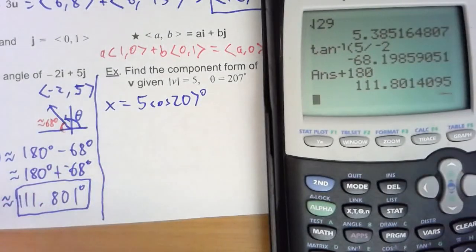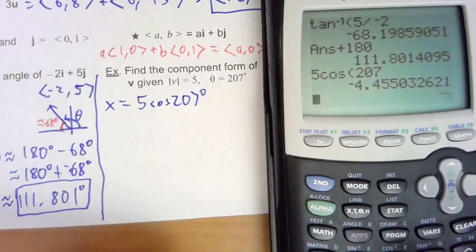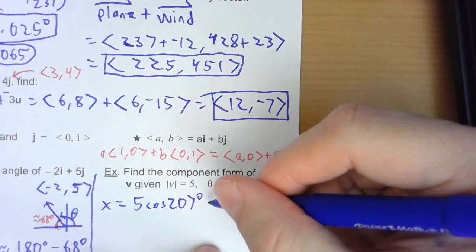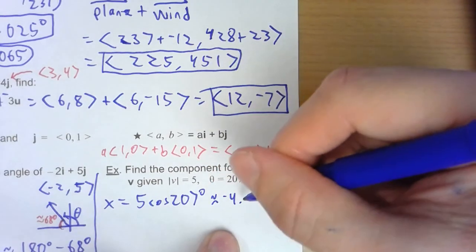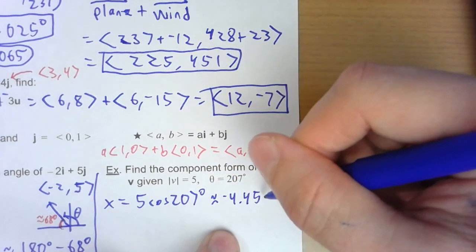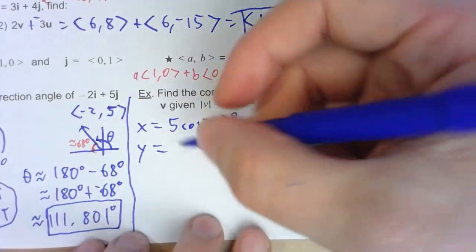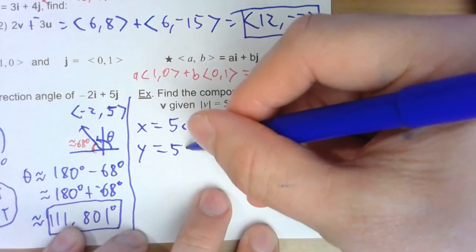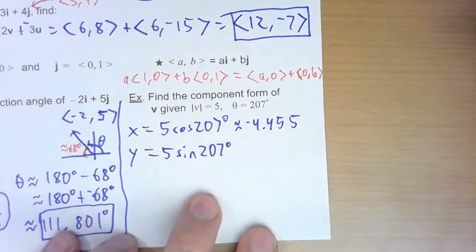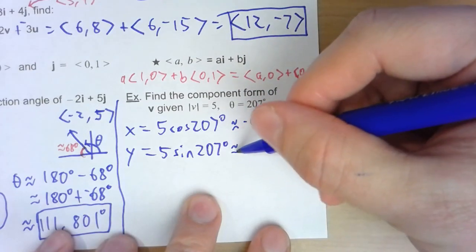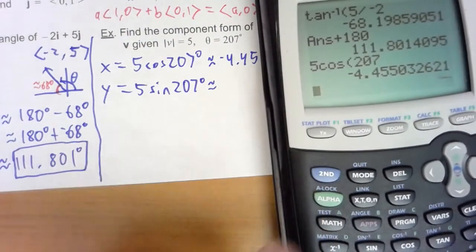Let's plug that right in my calculator. Make sure I'm still in degrees. There we go. So x is about negative 4.455. So x goes with cosine. We know that from the unit circle. Y goes with sine. It's the same thing here. We're using a lot of the same relationships that we've already used. We're just using them in a new construct called vectors.